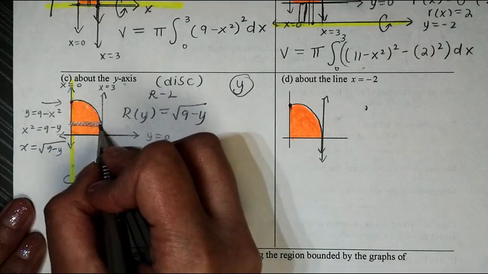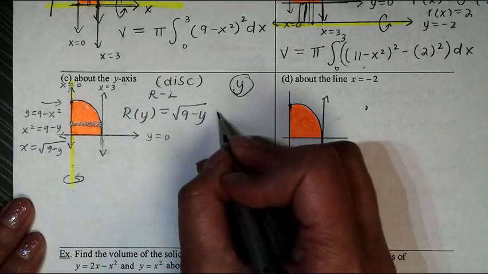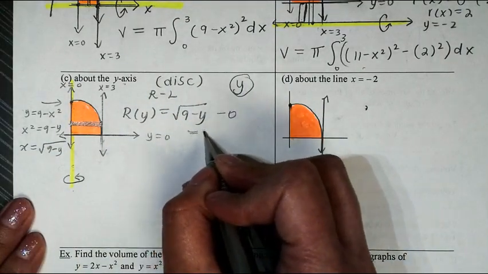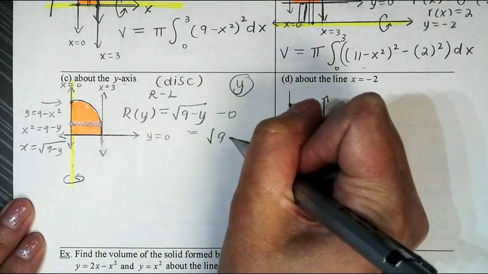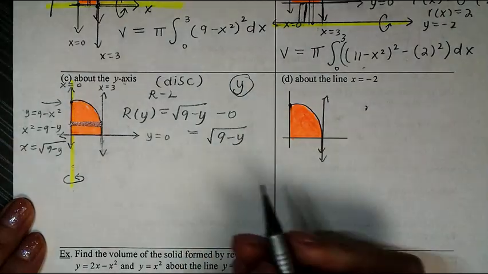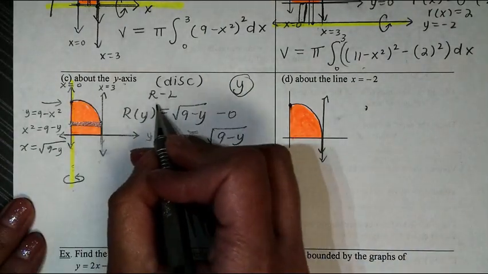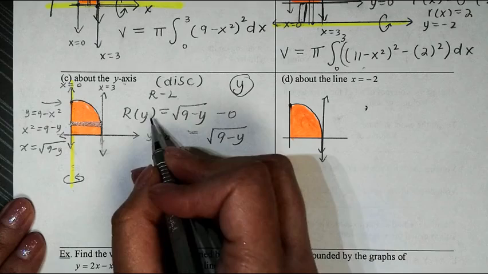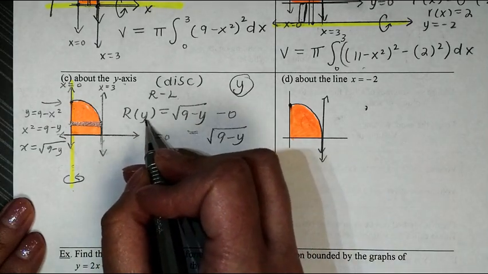And then your left, what's going to be here? Your left is technically 0, so your r of y is going to be just the square root of 9 minus y. Do you need the 0? Not really, but I'm showing you so you know the right minus left. So this is going to be your radius.